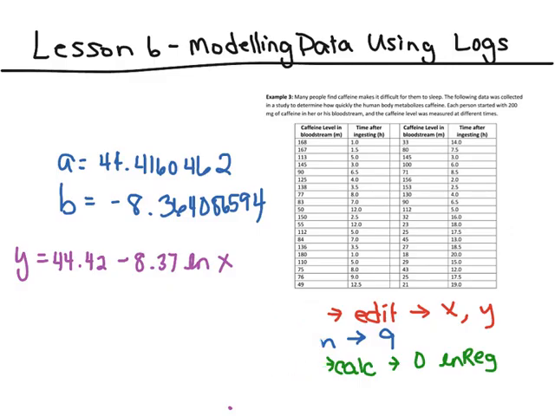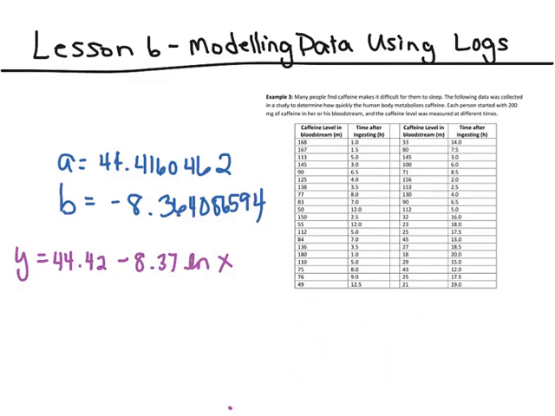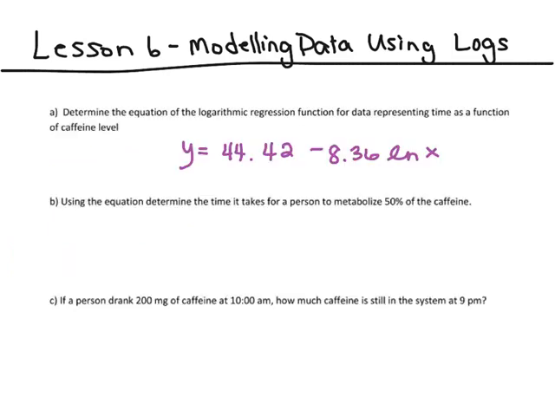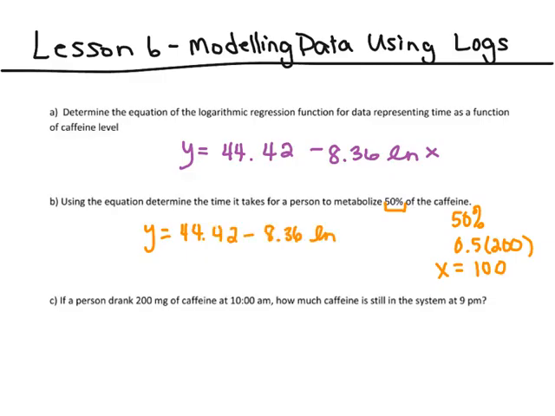So now we're going to use this equation to figure out data. So we're going to use this equation to determine the time it takes for the person to metabolize 50% of the caffeine. So we're starting with 200 milligrams, so that means 50% would be 0.5 times 200, which is 100. So 100 milligrams goes in for x. So we have y is equal to 44.42 minus 8.36 log of 100. And you type that all in, you should get 5.9 hours.